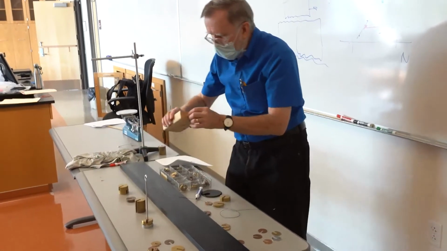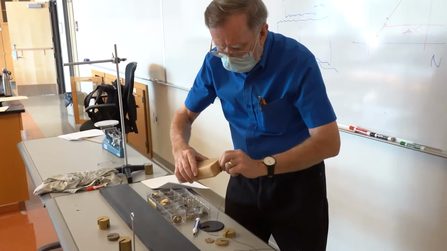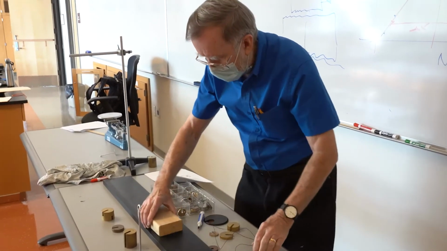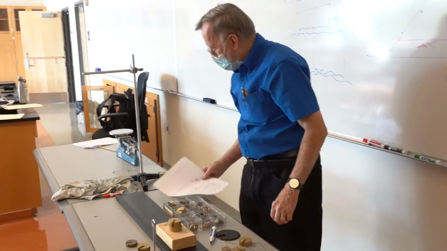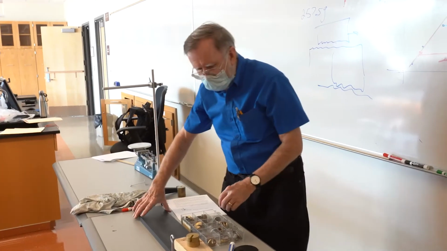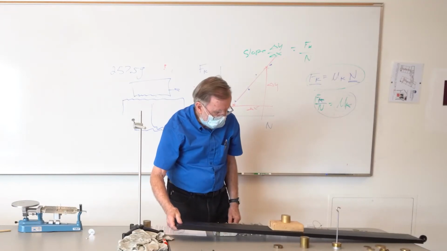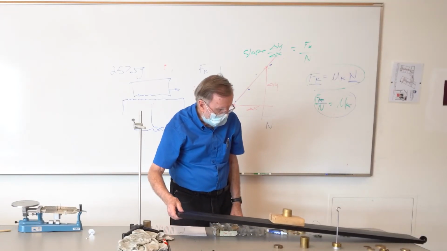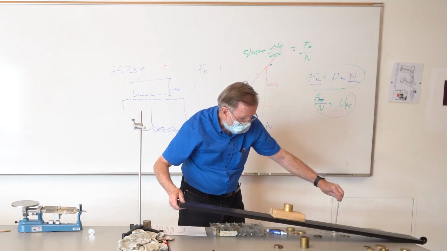We're just going to lay the block on the board. Just remove the string here completely. With the 400 grams, keep everything the same as it was before. Only this time, we're going to find the coefficient of friction by raising the end of the wood until the block slides of its own accord.